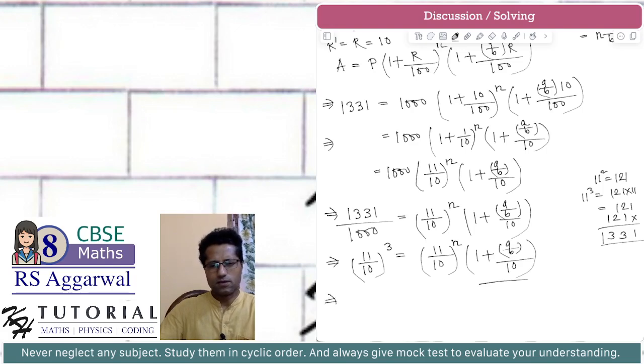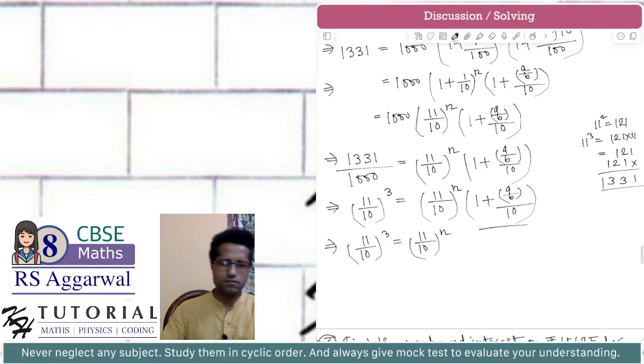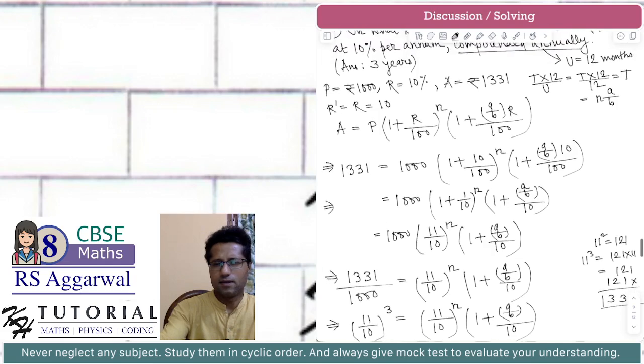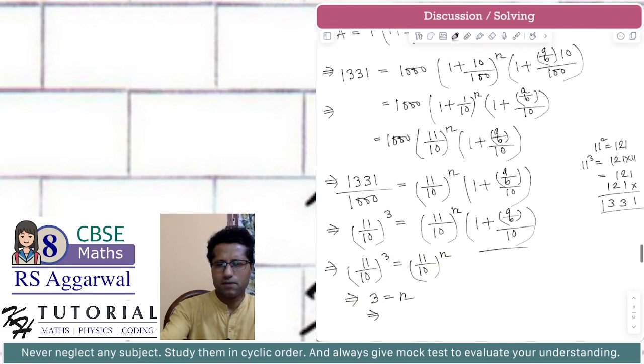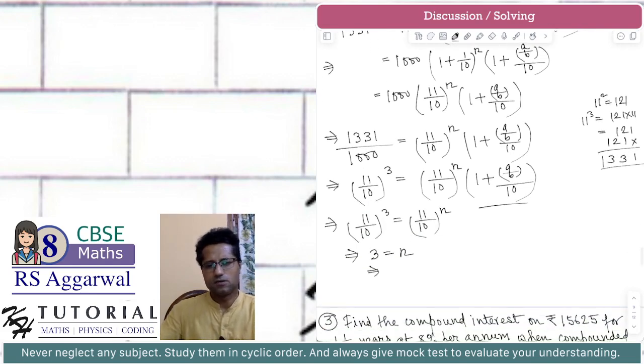So you can say that 11 by 10 cube is equal to 11 by 10 to the power n, and from the concept of exponents, you know that if two exponents are equal and their bases are the same, then their powers have to be the same. So this implies 3 is equal to n. So n is equal to 3, and we know that a by b is 0, so definitely T is equal to n. So T is equal to 3 years.